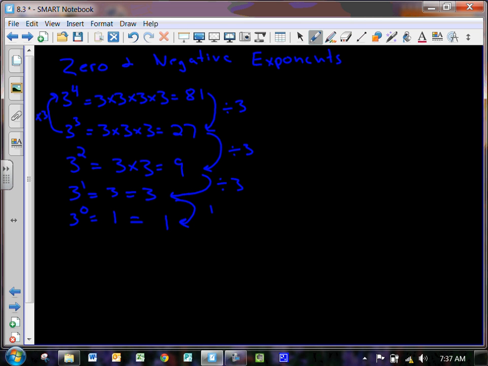Now the tricky part comes. We went from 3 as our exponent to 2 to 1 to 0, so we're counting backwards. That means 3 to the negative first would be next. So that's equal to, now here's the hard part. Again, we divided by 3 here, so we're going to divide by 3 again. So 1 divided by 3 is 1/3.